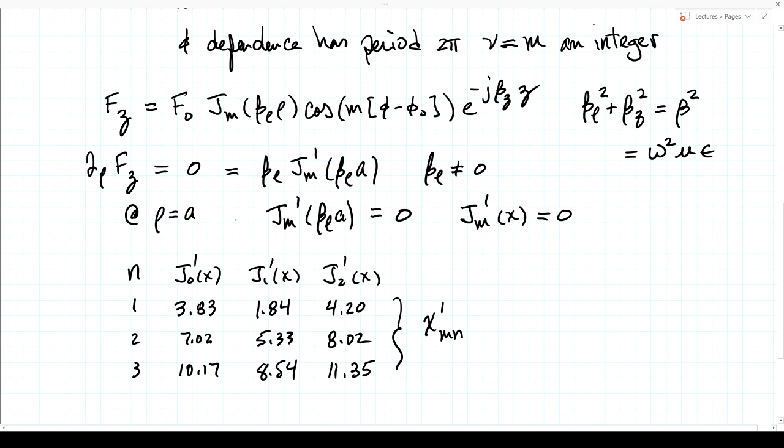So our condition, Jm prime of beta rho a equal to zero, requires that beta rho times a must be chi prime mn, and so beta rho must be chi prime mn over a. And that defines largely that particular mode. So we have solutions when beta rho is equal to chi prime mn over a.